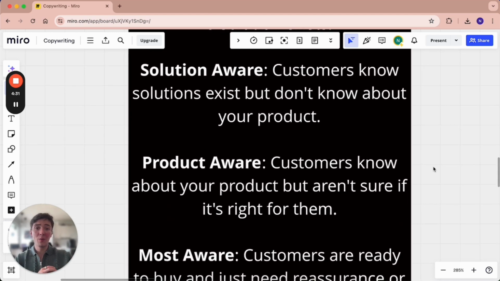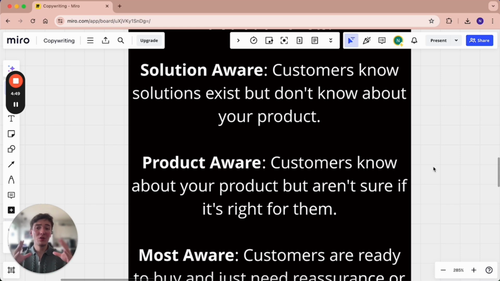The next one is product aware, and this is kind of where he has found some options in regard to this white t-shirt, but he doesn't really know whether or not it's your white t-shirt that he wants.